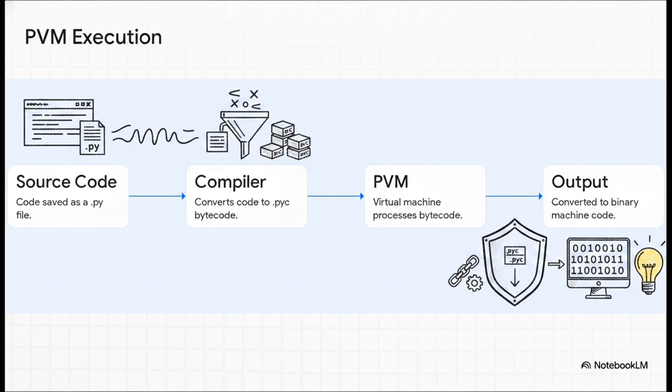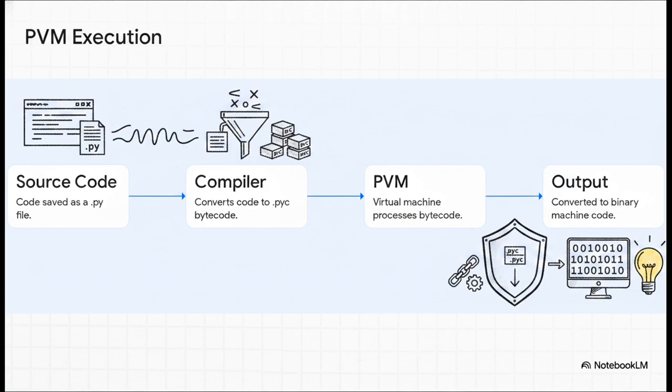How does Python actually do it? First, you write your source code and save it with a .py extension. When you run it, it first hits a compiler, which translates your human-readable code into something called bytecode, saved as a .pyc file. Why not go straight to the machine? Well, this intermediate bytecode significantly speeds things up.